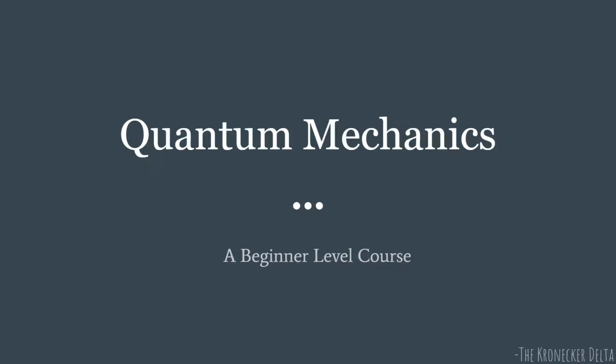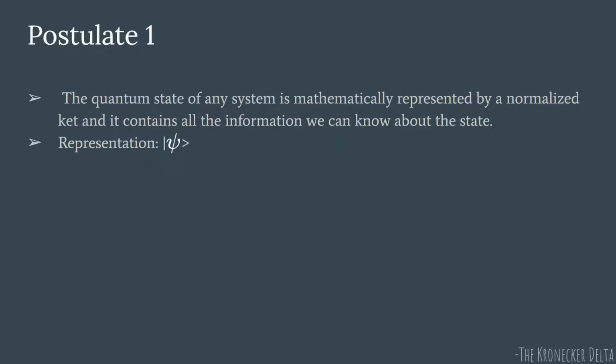In the last video, we studied the historical Stern-Gerlach experiment, and now we'll study the variants of those experiments. Before that, we state the first postulate of quantum mechanics. The quantum state of any system can be mathematically represented by a normalized ket.